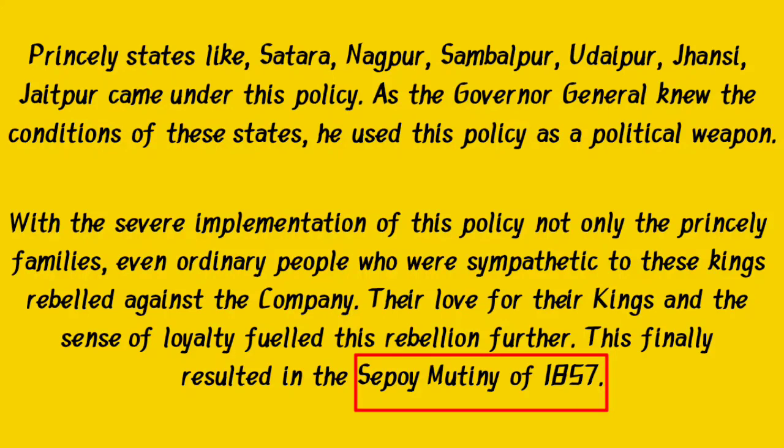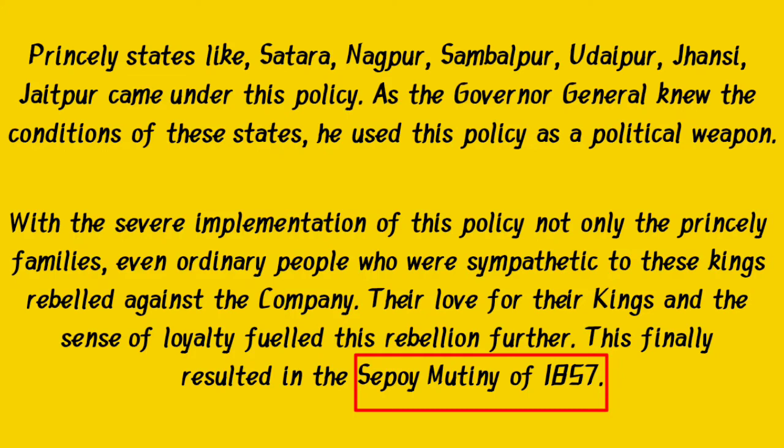The kings loved their subjects. Subjects means people here. They always loved the people and showed kindness towards the people of their kingdom, and there was a loyalty between the king and the people. So when the kings were facing the problems, they didn't tolerate this. They rebelled against the British rule. So this rebellion finally resulted in the Sepoy Mutiny of 1857.